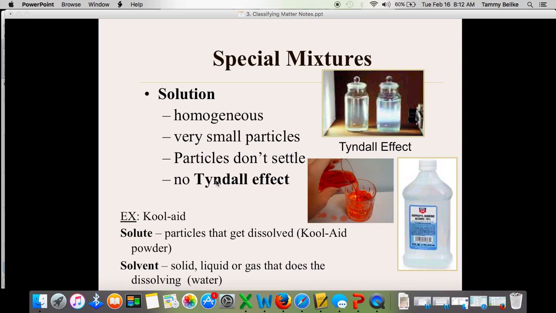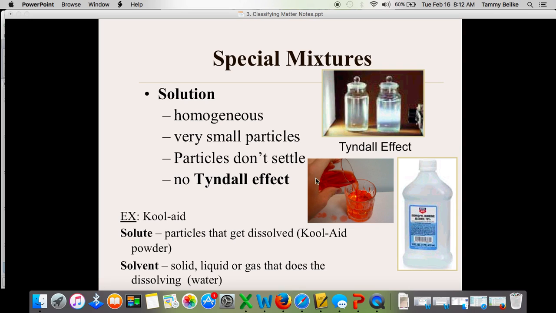This last piece, no Tyndall effect. Tyndall effect is this picture up here. You take the substance in a jar, and you take a light and you shine it through the mixture. Tyndall effect is when the light shines through the mixture, and if the particle sizes are big enough, the light can be scattered. So you notice in this jar on the right that the light is kind of bouncing off the particles, and you're seeing it come out to the side. Whereas in the jar on the left, the light is going right through, you're not seeing the light scatter. So solutions, because they have very small particles, should have no Tyndall effect at all.